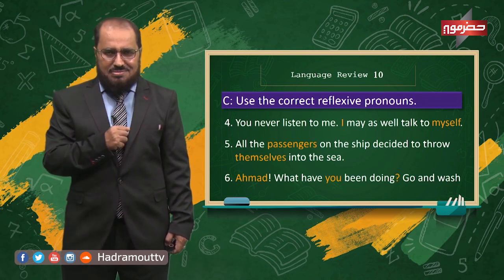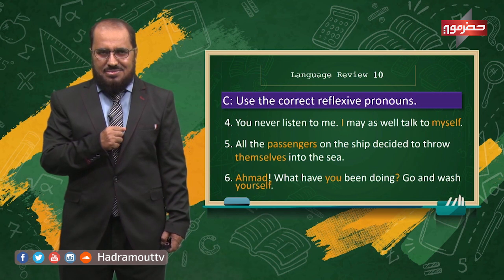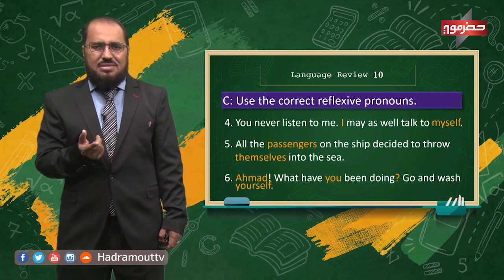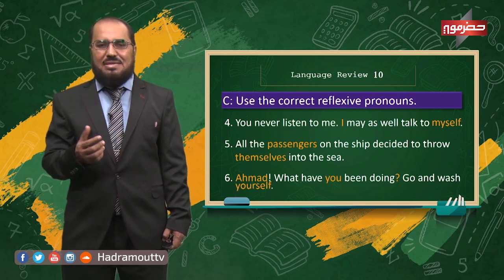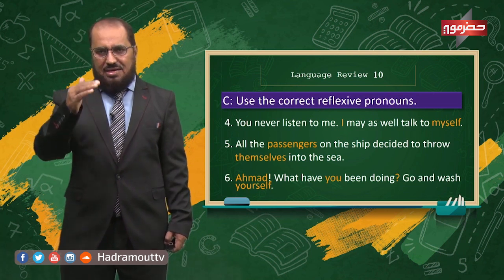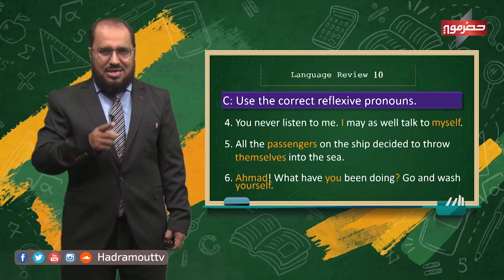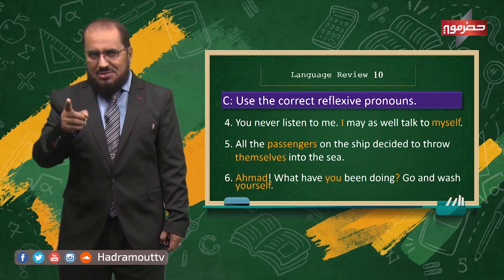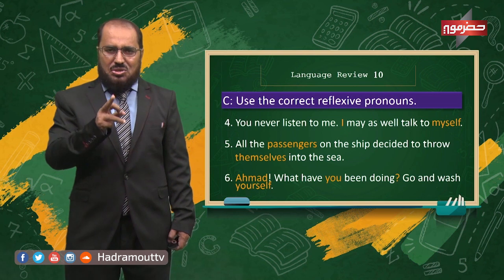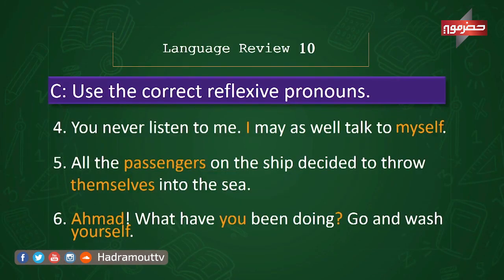Six. Ahmed, what have you been doing? Go and wash yourself. Maybe somebody asked, why not himself? Why didn't it say himself, Ahmed himself? Okay, because you are addressing him. You, and wash. That means go and wash you. Go and wash yourself.